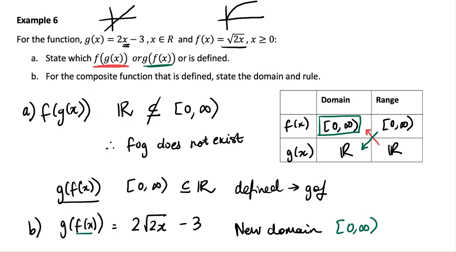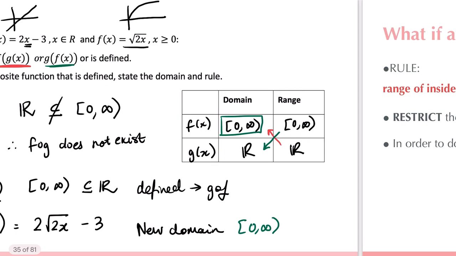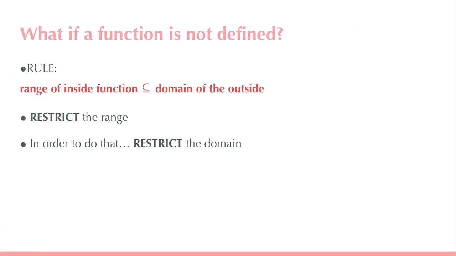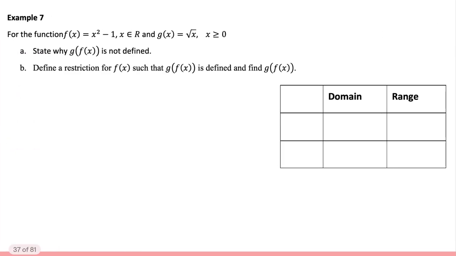Okay, so that's basically how you work out what a composite function is and whether it's defined or not. So our next question is, what if a function is not defined? Do we just give up on the question? Absolutely not. We actually need to restrict the domain. We need to do something about the domain to make it work. Again, remember that the range of the inside function must be a subset of the domain of the outside function. If it doesn't already fit, we need to make it fit. We will change the range, and remember, the range affects the domain. So that's our rule: restrict the range, and to do that, we need to restrict the domain.